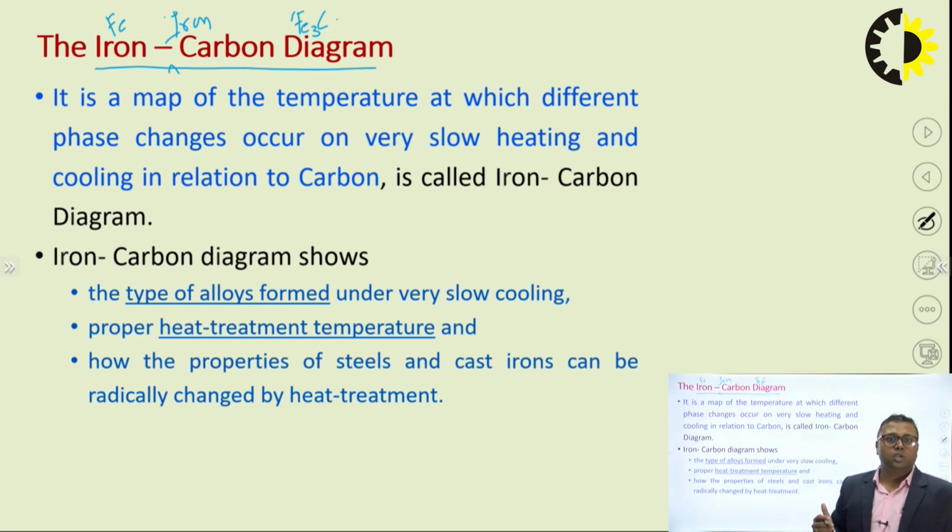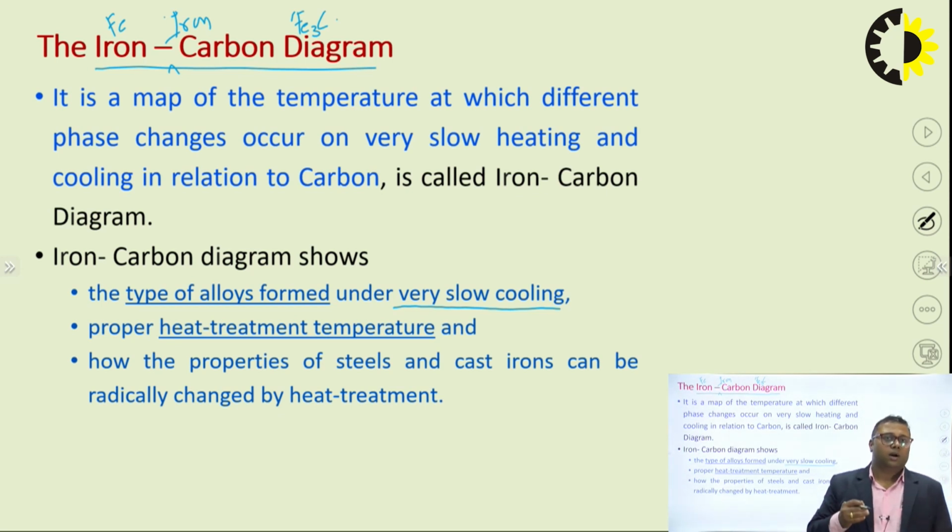This diagram shows the map of temperatures at which different phase changes occur on very slow heating or cooling in relation to carbon. On the x-axis the carbon percentage increases, and on the y-axis the temperature increases. In this graph we show the various phases of iron at different temperatures. The iron carbon diagram shows the types of alloys formed under very slow cooling, and the proper heat treatment temperatures. It shows how the properties of steels and cast iron can be radically changed by heat treatment.